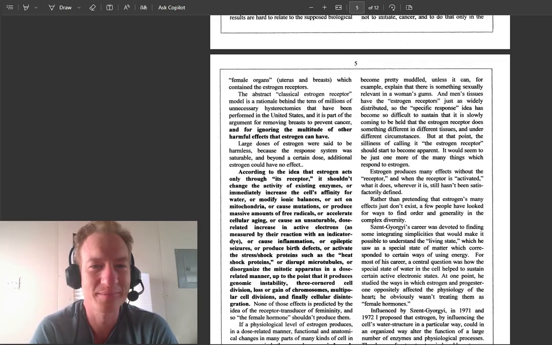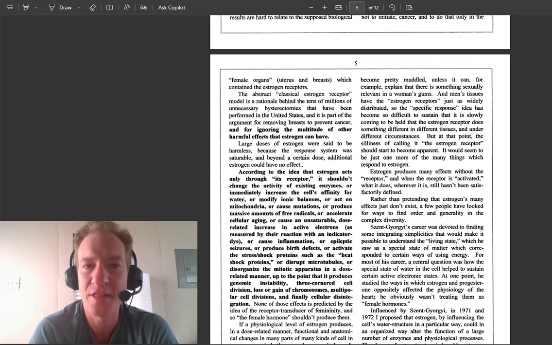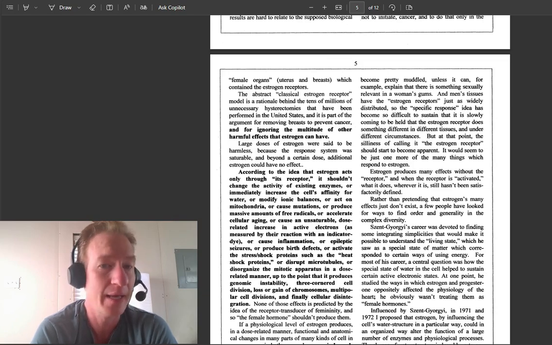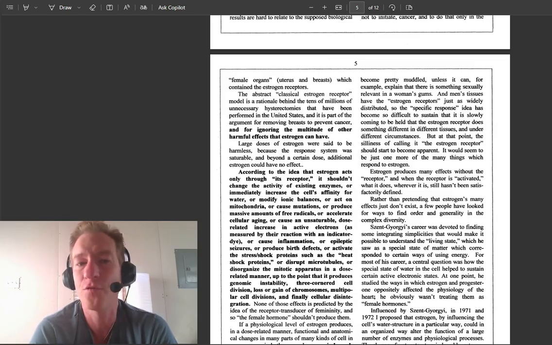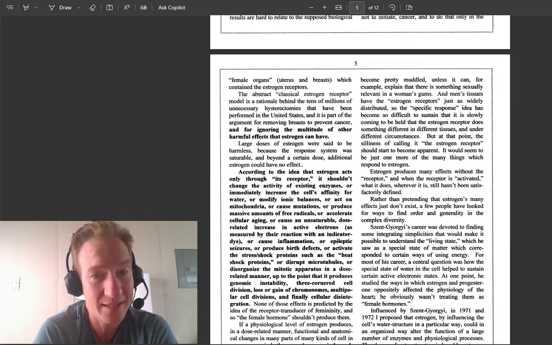All right. The abstract so-called classical estrogen receptor model is a rationale behind the tens of millions of unnecessary hysterectomies that have been performed in the United States, and it is part of the argument for removing breasts to prevent cancer. And in bold we have, and for ignoring the multitude of other harmful effects that estrogen can have. Large doses of estrogen were said to be harmless because the response system was saturable, and beyond a certain dose, additional estrogen could have no effect.